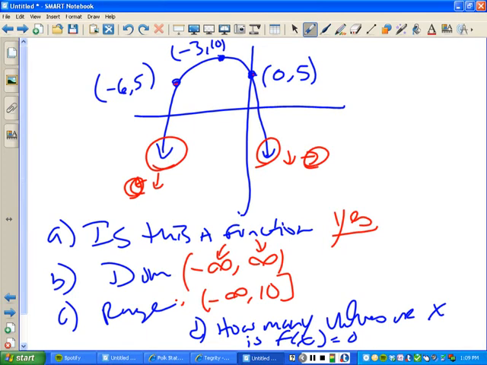For the range, they're both going down, so that's negative infinity. That's the lowest point on the graph. The highest point on the graph is positive 10. So negative infinity to 10. Okay.